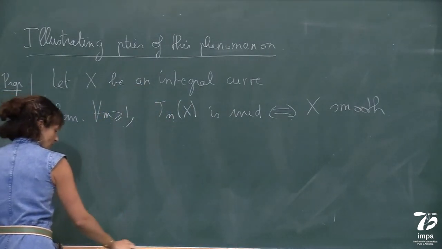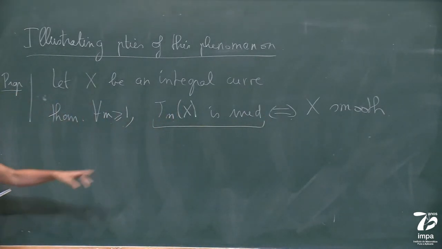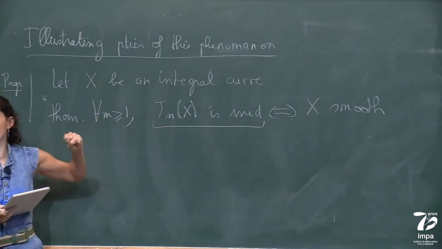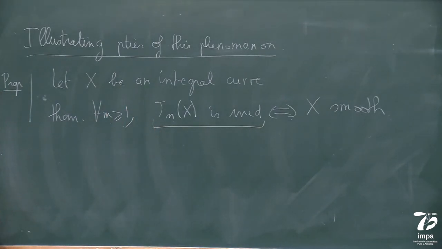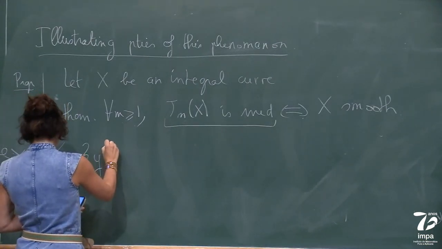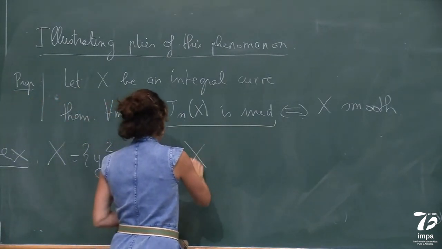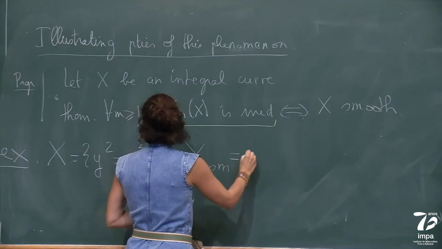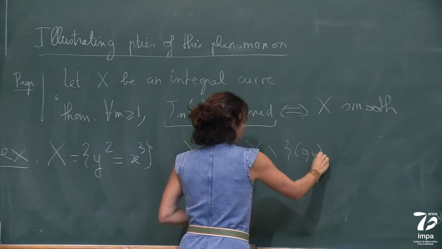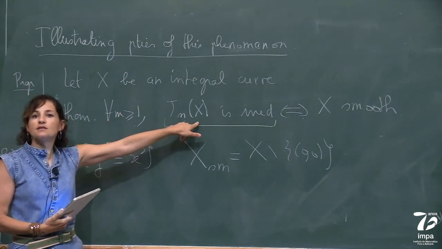Okay, now you can wonder whether this is easy to check, and I want to convince you on an example that in practice, if you have equations, this is not so hard to check. So this illustrates this phenomenon, and let me give an example. For instance, I consider the following one-dimensional scheme given by y^2 = x^3. So this is not smooth. The smooth part is obtained by removing 0. All right, so we should be able to find a jet here which is not irreducible.